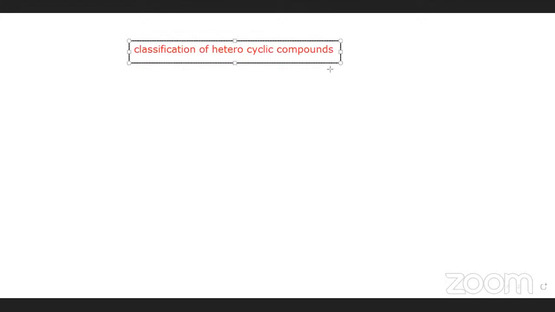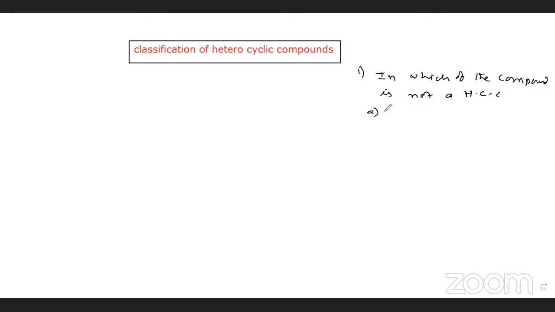Before the classification, we will discuss a few examples of heterocyclic compounds. I will mention a question. Identify which of the compounds is not a heterocyclic compound.